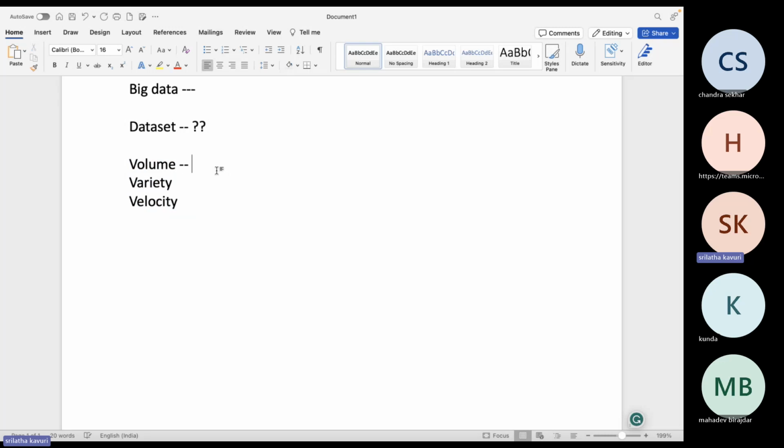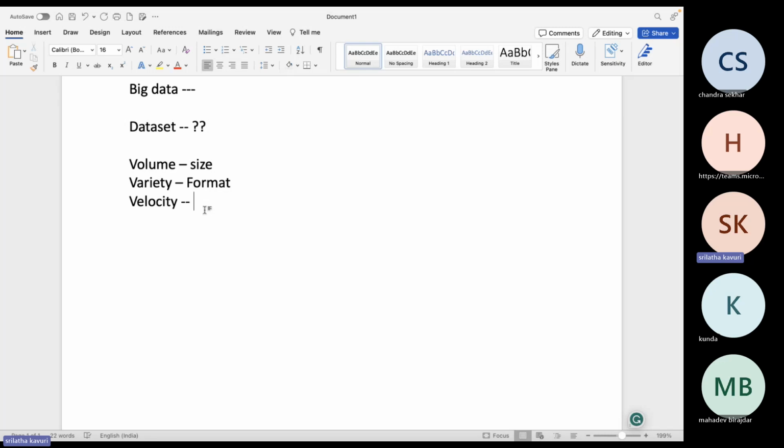Now when we say volume, it's about the size. The data set should be really huge. But the question is how huge it should be. Will 10 GB make it huge, or 10 TB? That's the question. But it should be of huge size. We'll come back to answer that question. Then variety. Variety is about the format of the data. The data format is one of the parameters we look at to decide whether the given data set is big data or not.